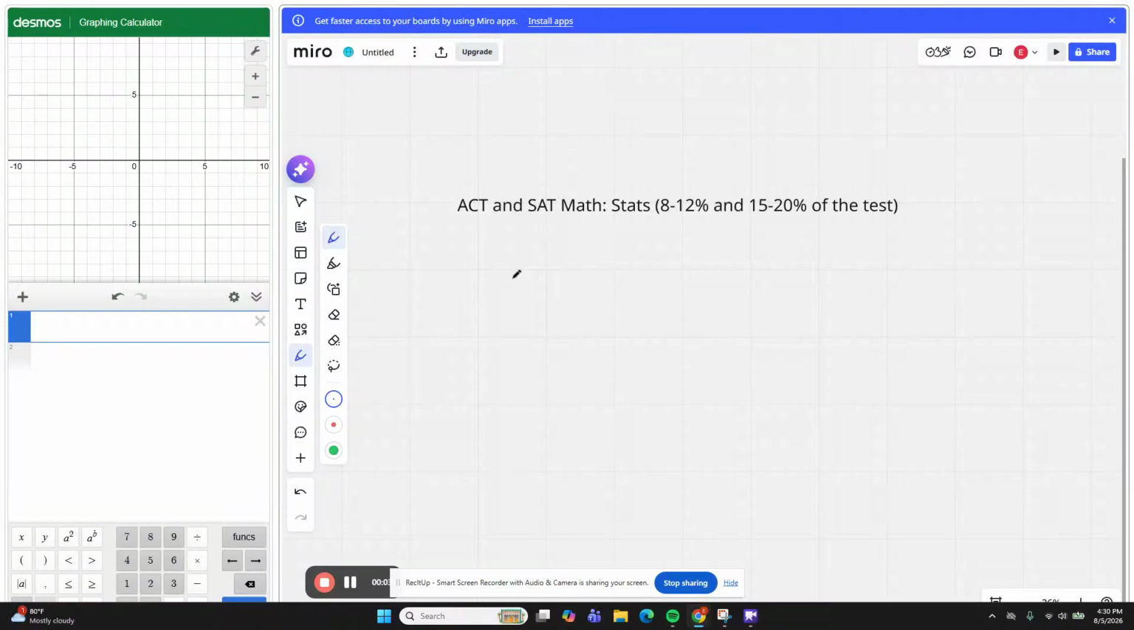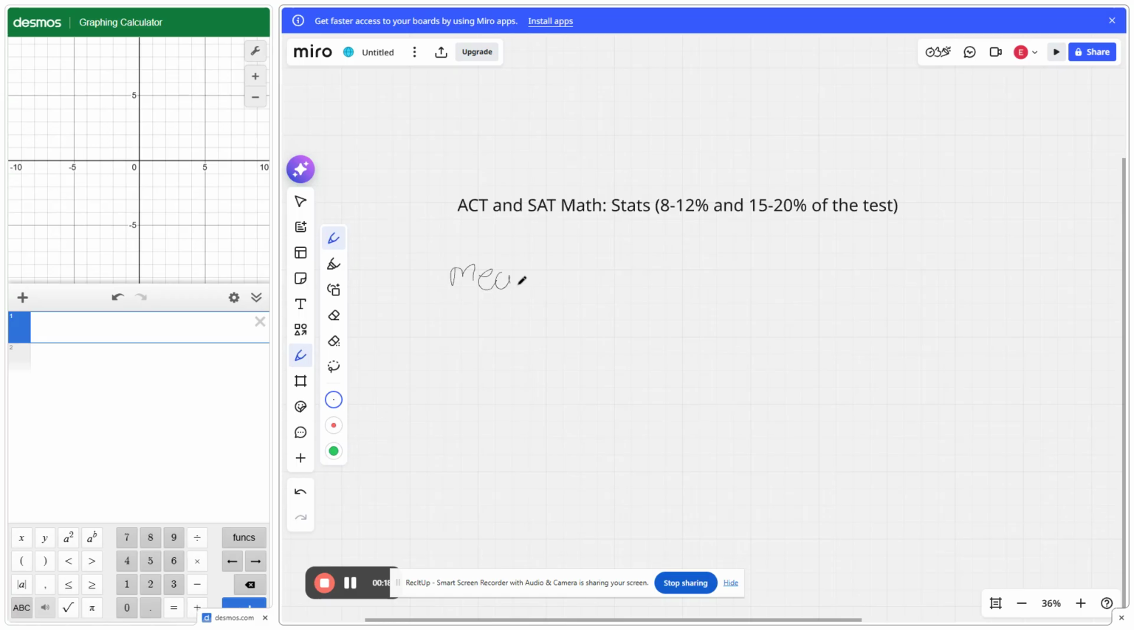So today we're going to be going over some ACT and SAT math statistics, which make up about 8 to 12 and 15 to 20% of the tests respectively. So the basics to stats, and you guys can skip ahead if you already learned this, but essentially the three main parts that are crucial to statistics are mean, median, and mode. So mean is essentially just your average. So it's basically every term added together over the number of terms you have.